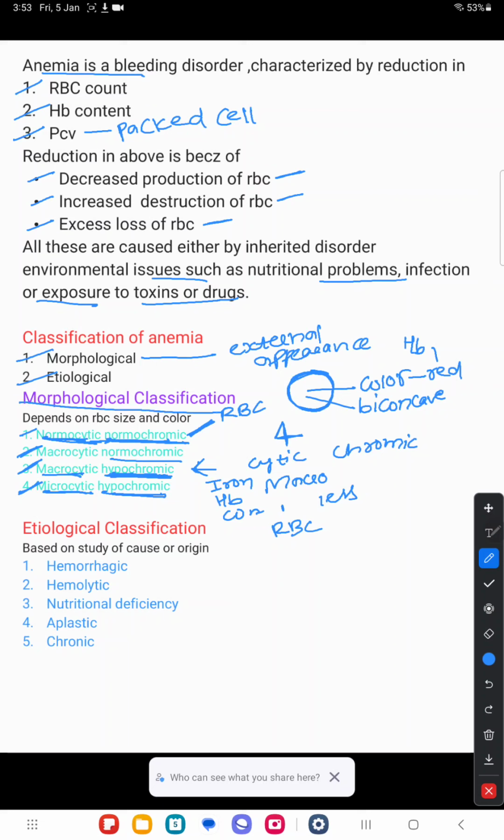Now, etiological classification. Etiological means based on the study of cause or origin. It is divided into five types: hemorrhagic, hemolytic, nutritional deficiency, aplastic, and chronic. Chronic means anemia due to diseases of other organs or any other causes. In detail, we will discuss each of them separately.